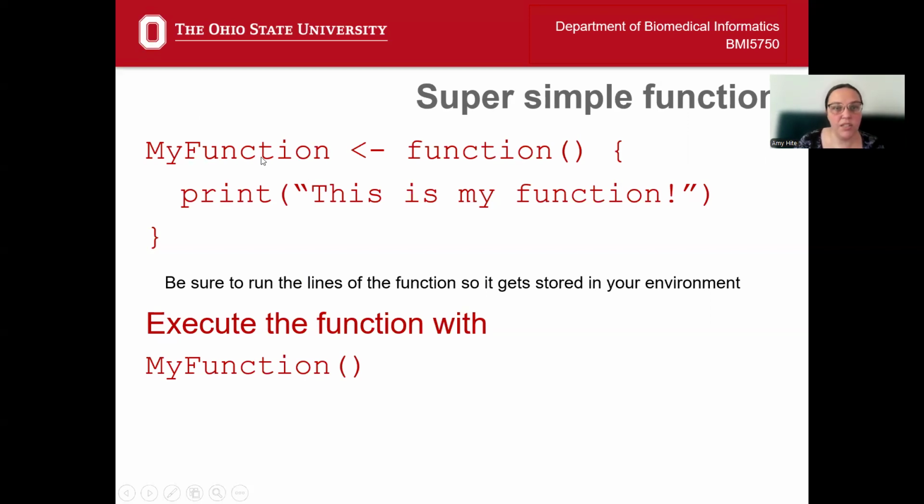This is my function, and we're assigning this function to that variable name. We let R know we're building a function with the word function and the open and close parentheses. And then everything in the curly brackets is the code that's going to run when we call that function. So every time we call this function, it's going to print, this is my function. Yay. And so if we want to run this function, we would run it with the word my function in open and close parentheses. It's as simple as that.